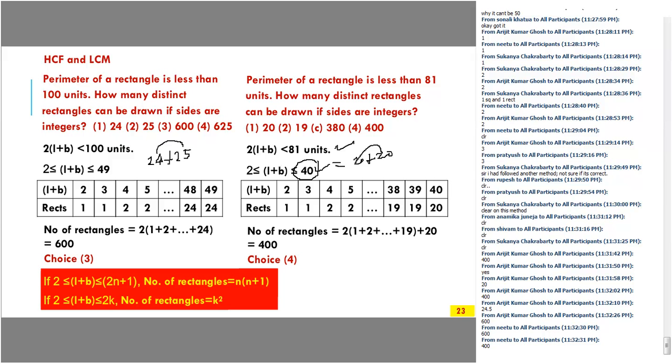If 2 is less than L plus B, which is less than 2N plus 1, the number of rectangles is N into N plus 1, K square. Clear? Note down this.